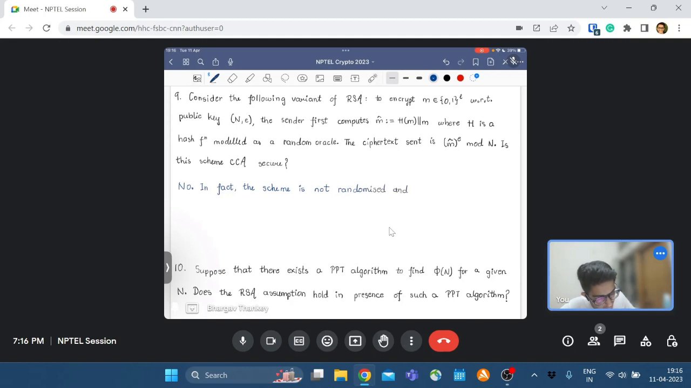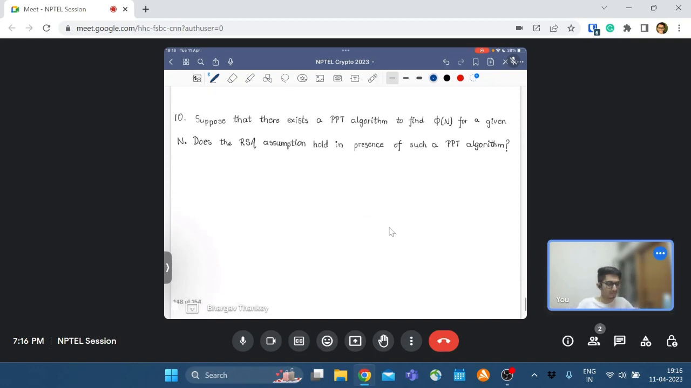And hence, it is not even CPA secure. So it is obviously not CCA secure. Now let's look at the 10th problem.